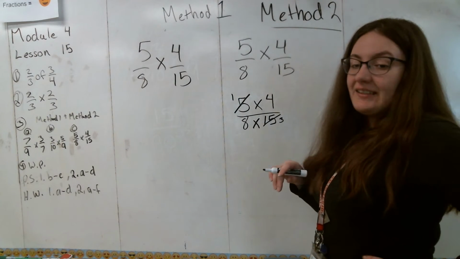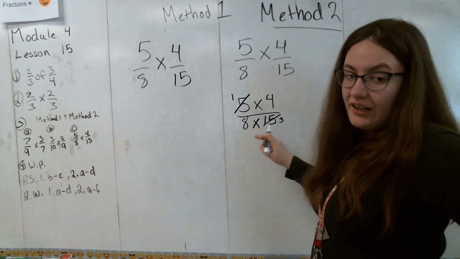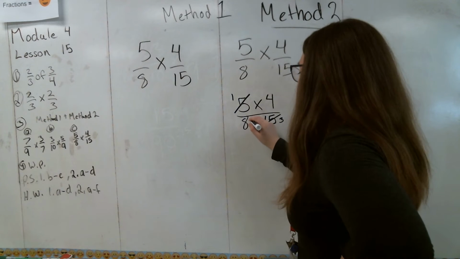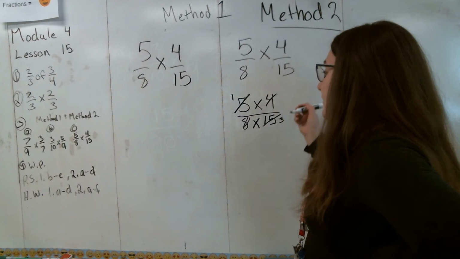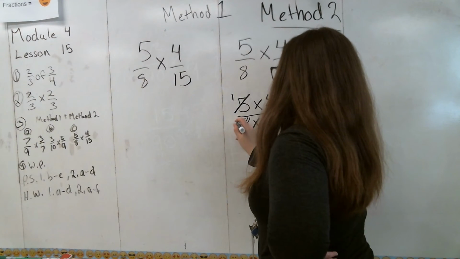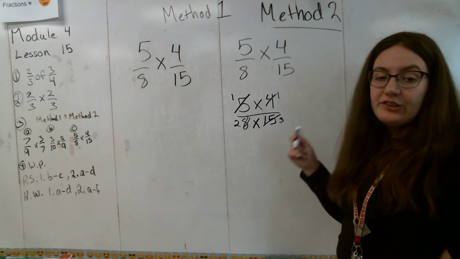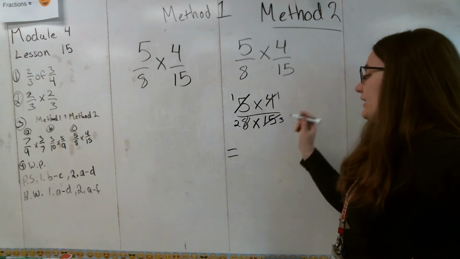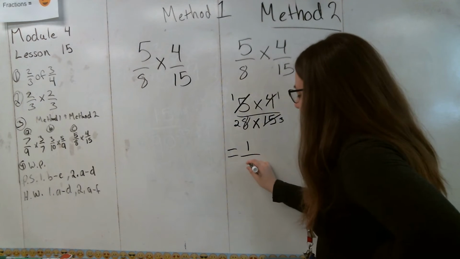But I'm not done yet, because now I have to look at this 4 right here and think about, well, is there anything in my denominator that can be divided by 4? And I could do 8 divided by 4. So I'm going to cross out the 8 and cross out that 4. 4 divided by 4 is 1. And 8 divided by 4 is going to be 2. And all I need to do now is just multiply with my new factors. So I have 1 times 1, which gives me 1. And then I have 2 times 3, which gives me 6.